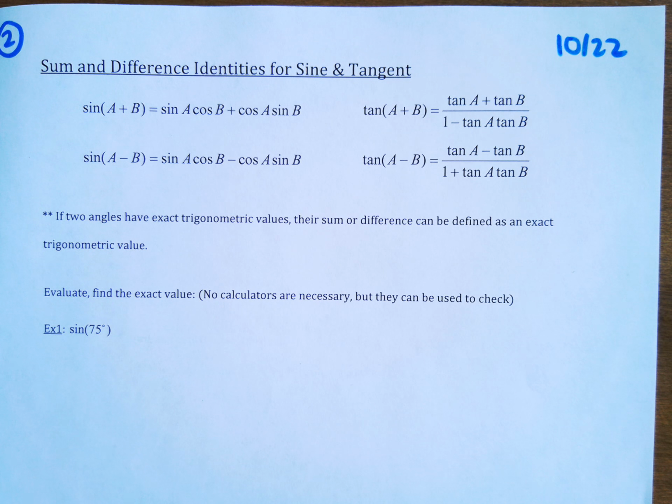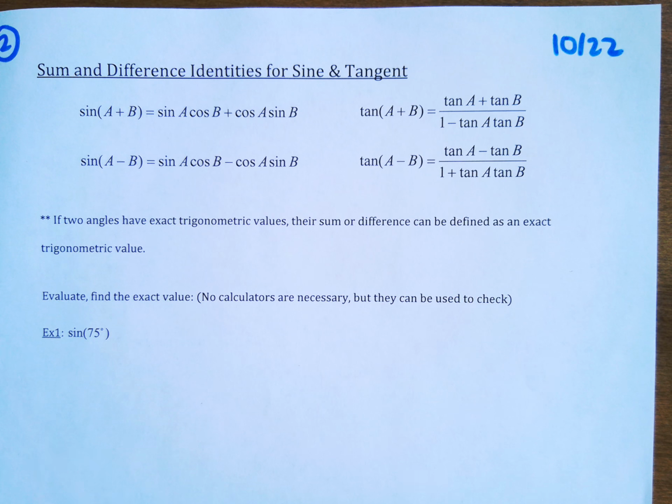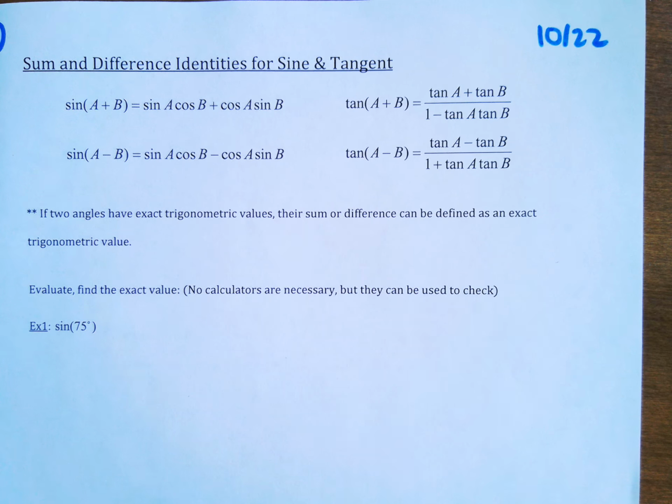Okay, so it should be no surprise to you that since we have sum and difference identities for cosine, we also have sum and difference identities for sine and tangent. So here's our sum and difference for both of these things. We're not going to talk about where they come from right now. And I will say again, you don't have to memorize these things. We just need to know how to apply them.